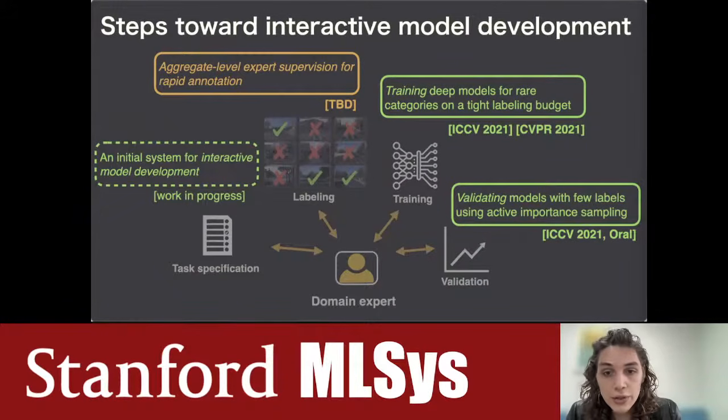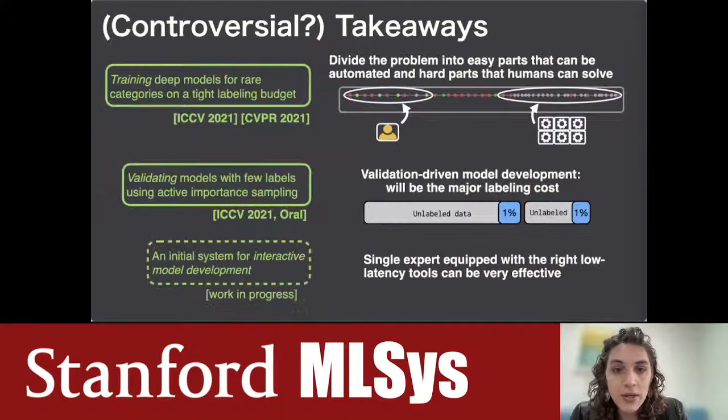But to conclude, I'd like to summarize with some perhaps controversial takeaways. The first is that one of the most powerful lessons here, I think, is that dividing the problem into easy parts that can be automated and hard parts that humans can solve can massively improve your ability to work with large amounts of data while not taxing a single expert.